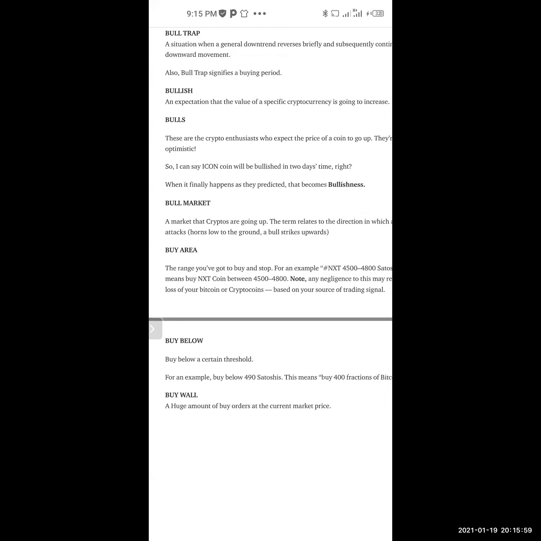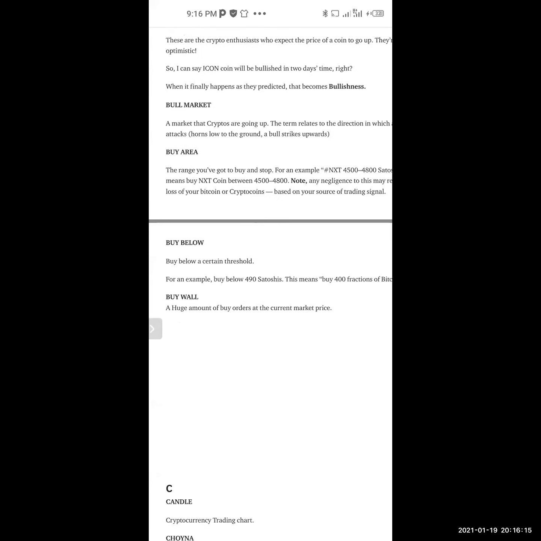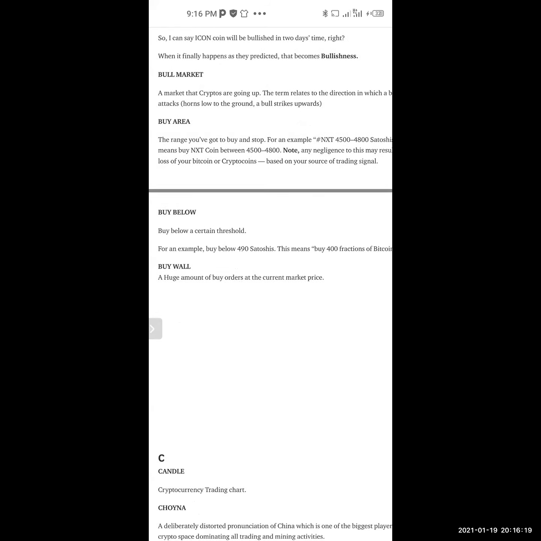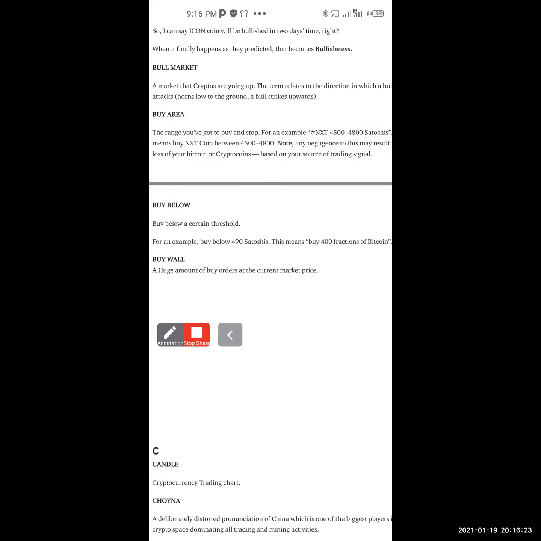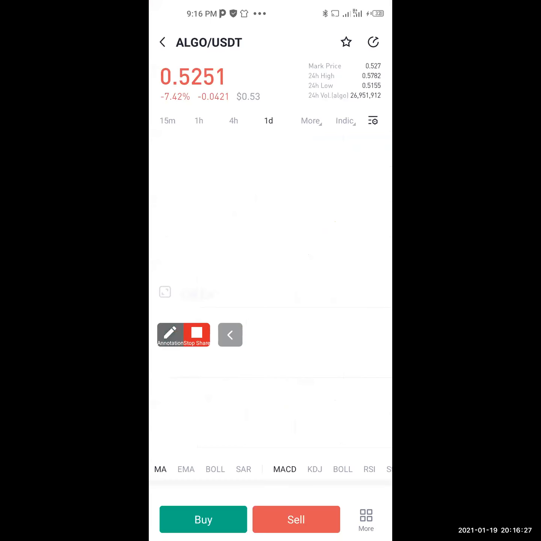Buy area or buy point, you see that I used to give you a buy range. That's the buy range or entry points, the range where you can buy a coin, and take profits is the point where you can sell. If you hear buy below, it means you buy below a particular price. Now, a buy wall is a huge amount of buy orders at the current market price. Now look at this. Let me show you a buy wall, for example.